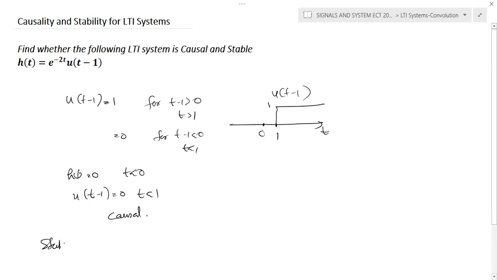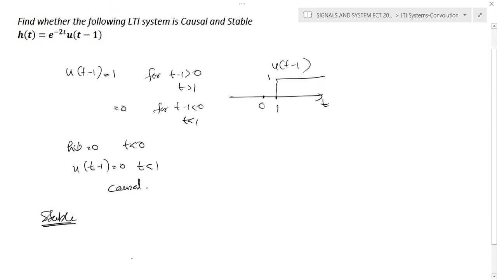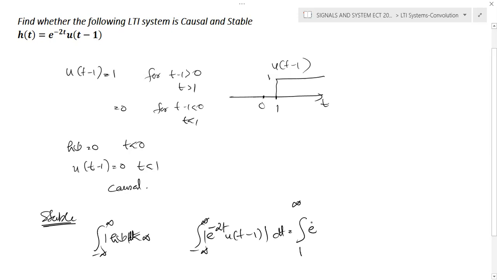Now we need to verify the stability condition. For verifying the stability condition, we need to verify whether the impulse response is absolutely summable or not, with the dt also. So you can substitute in this particular formula: integral from minus infinity to infinity of e raised to minus 2t into u of t minus 1, modulus, dt. This is positive values, so there is no need of modulus. And if you observe the signal u of t minus 1 exists from 1 to infinity, then the signal magnitude is e raised to minus 2t into 1.